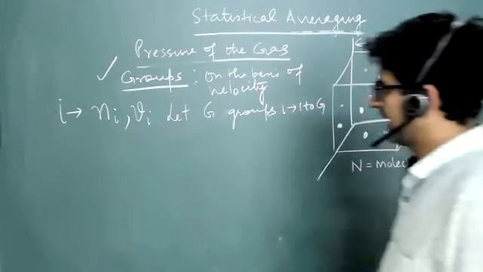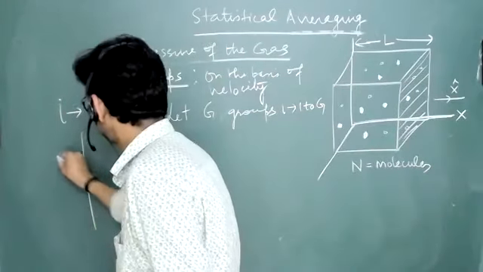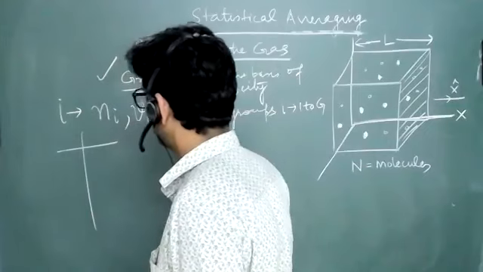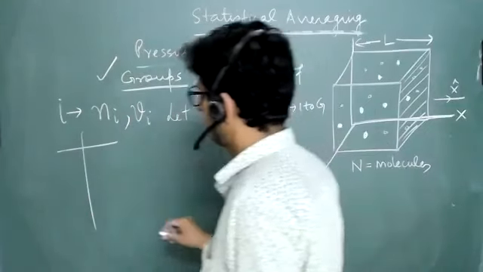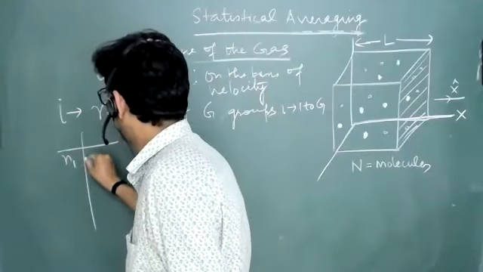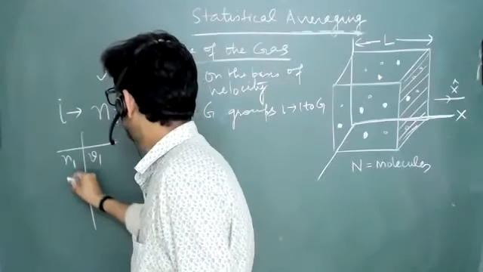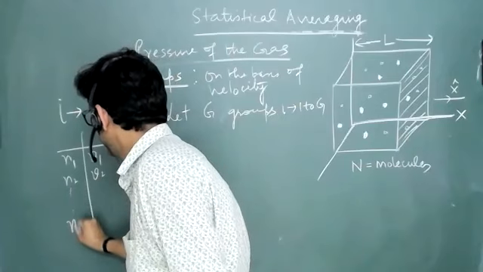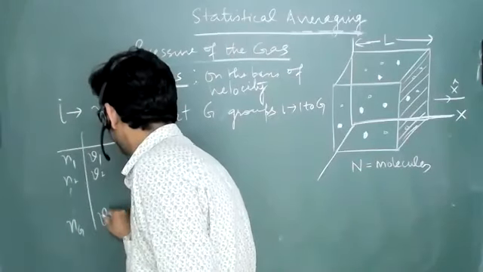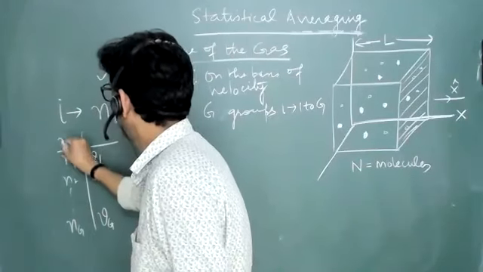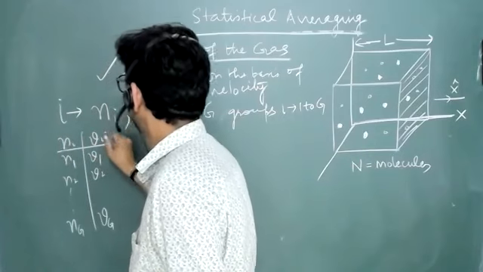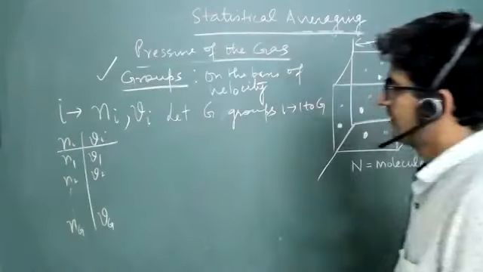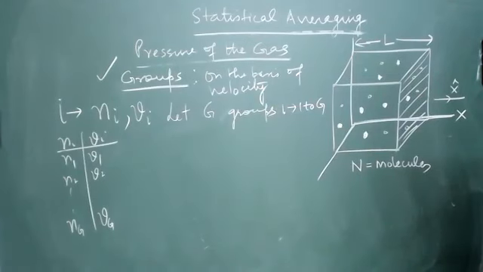Write down what kind of table will be made here. N1 with V1, N2 with V2, and so on up to NG with VG, and here I can write n_i v_i, right? So this is the chart having different kinds of velocities.